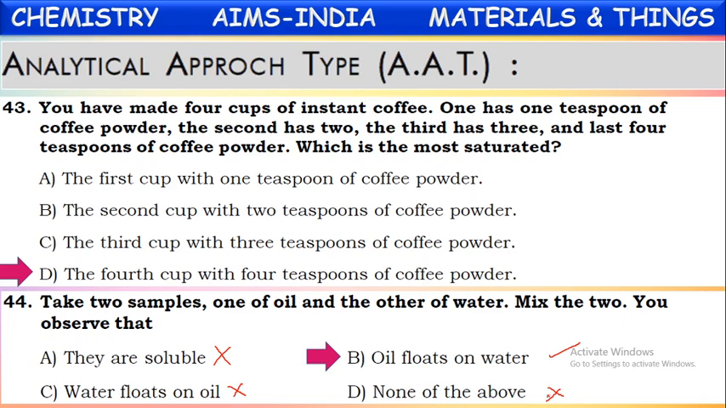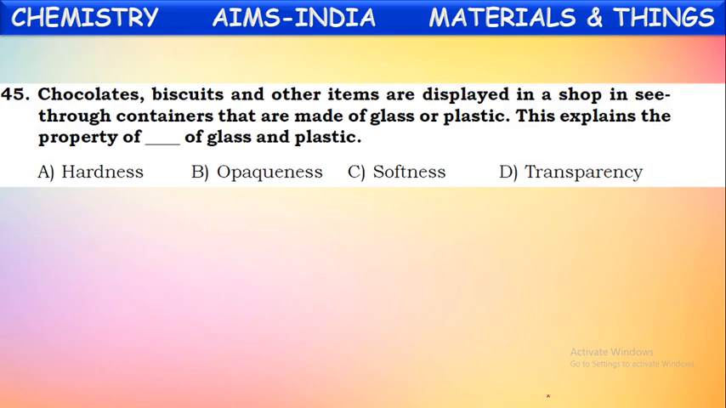Okay. Next one. Chocolates, biscuits, and other items are displayed in a shop in see-through containers that are made up of glass or plastic. This explains the property of dash of glass and plastic. Yes, when you go to general stores, we see different chocolates, biscuits, and some other food items stored in containers made up of glass and plastic, through which we can see them clearly. So here, this explains the property of glass and plastic.